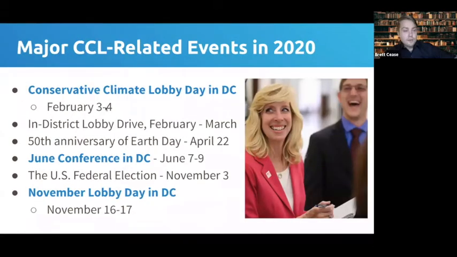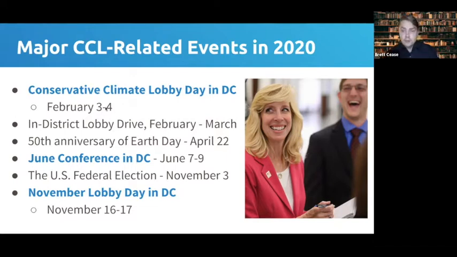So the first 2 things that you notice on the chapter action guide, the top category really highlights what we are looking forward to in the year ahead with some major CCL related events in the year 2020, starting with our big conservative climate lobby day, the inaugural run in DC coming up at the beginning of February, followed then and already actually by our in-district lobby drive for this year. It says February and March, but really any in-district lobby planning, and we'll get into that a little bit more with the lobbying lever in a bit, happens between now and April.